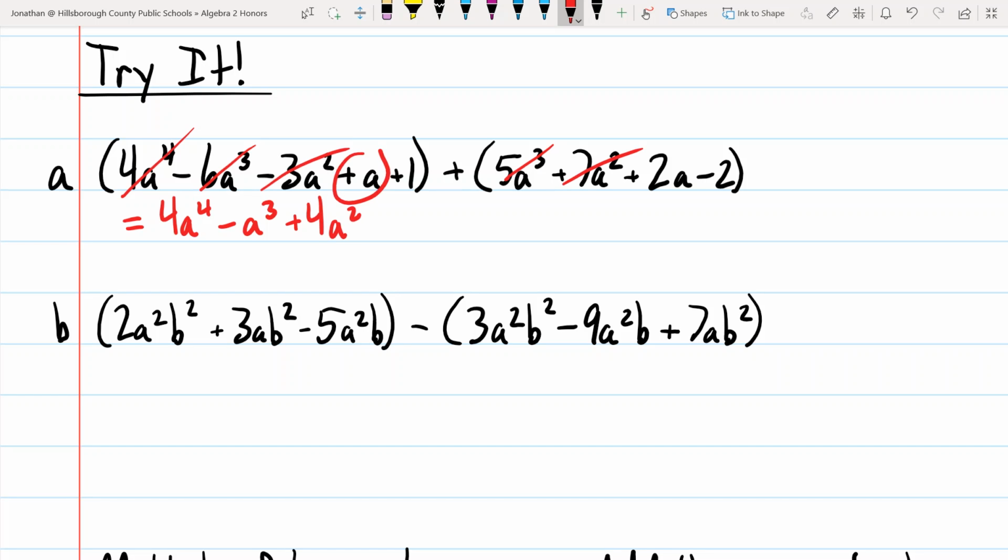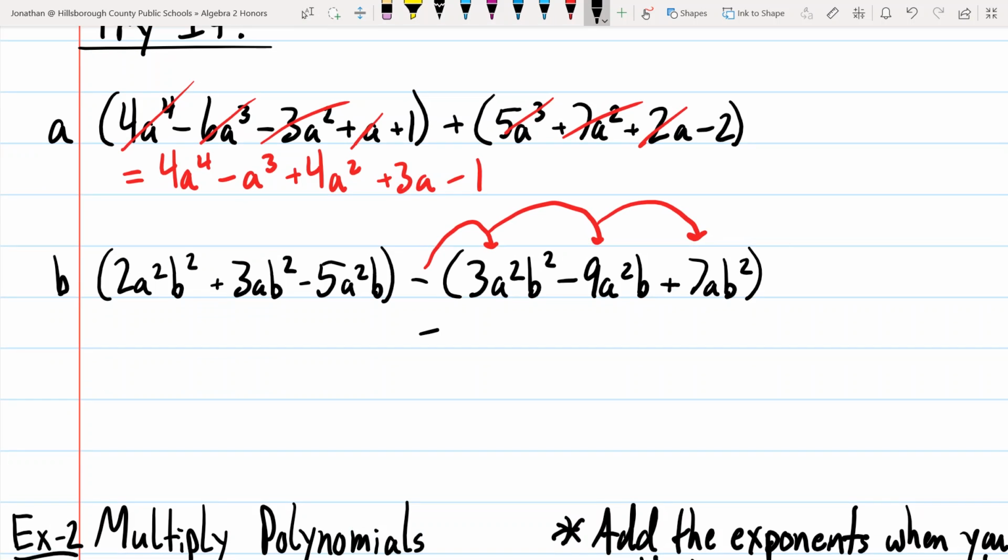A single a over here with 2a gets me 3a, and then positive 1 and negative 2 gets me negative 1. So all this is just an amped up version of combine like terms. Letter B. Distribute the negative. Flip your symbols. And then combine your like terms.